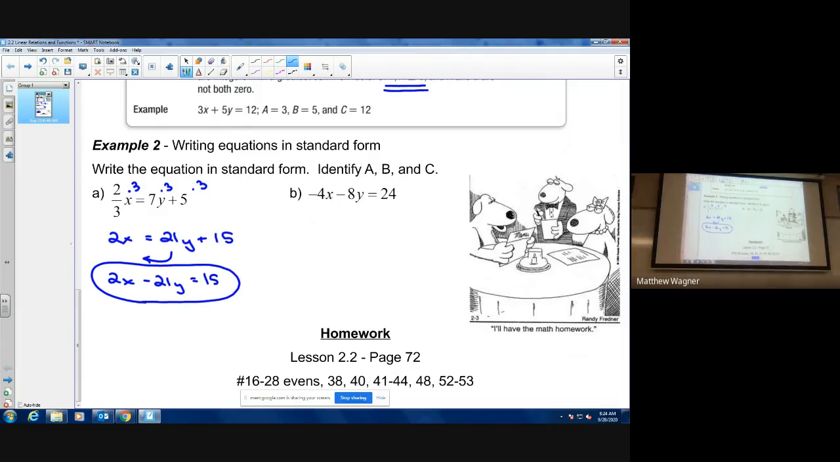I have a positive a value. I have b on the same side as a. I have c isolated completely by itself. And I am now in standard form. So that is my final answer.